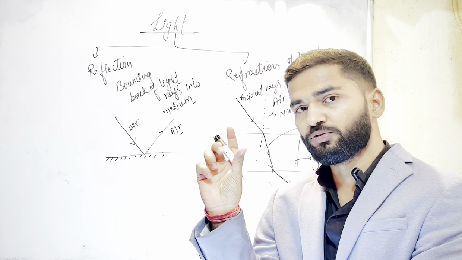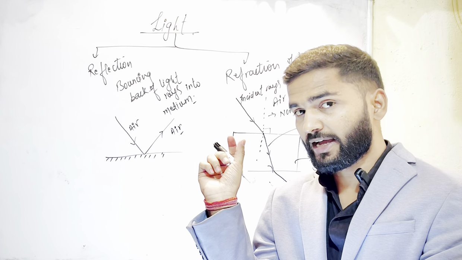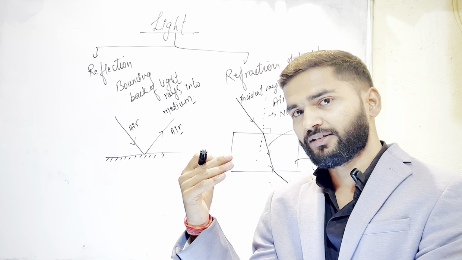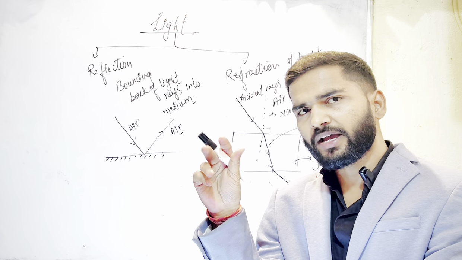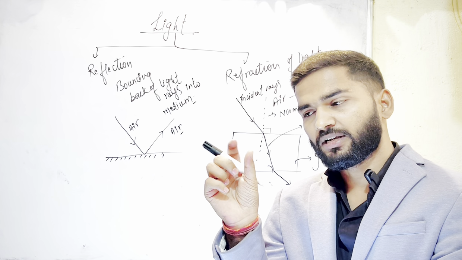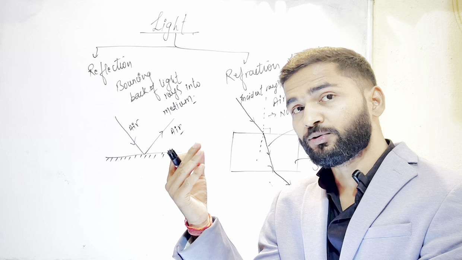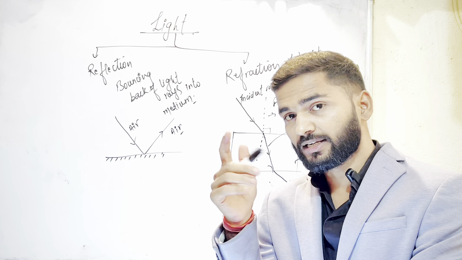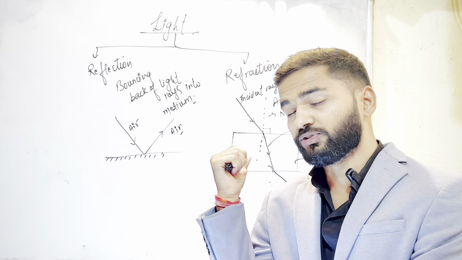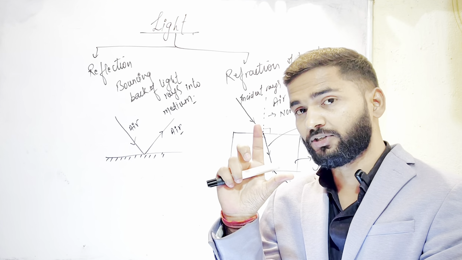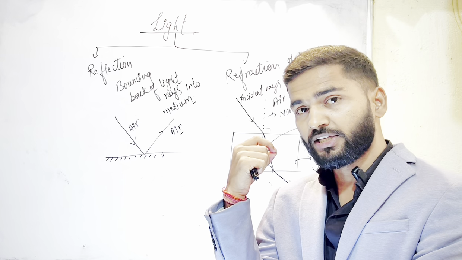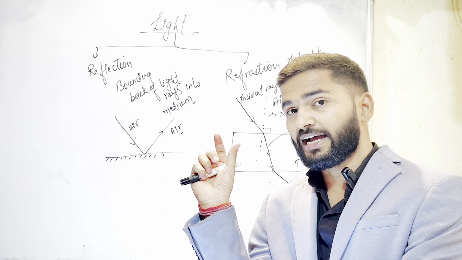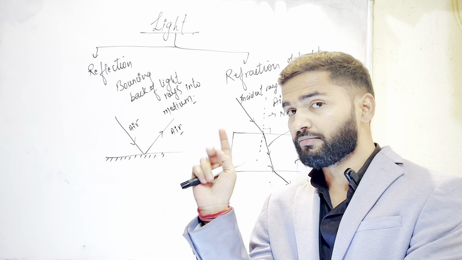So actually, I have used three terms: electromagnetic wave, possesses energy, and gives the sensation of sight. Light is an electromagnetic wave means what? Light does not require a medium to travel from one place to another. Light comes from the Sun to the Earth, and there is a vacuum between Earth and Sun. It means there is no medium, still the light is traveling. That's why light is considered to be an electromagnetic wave.